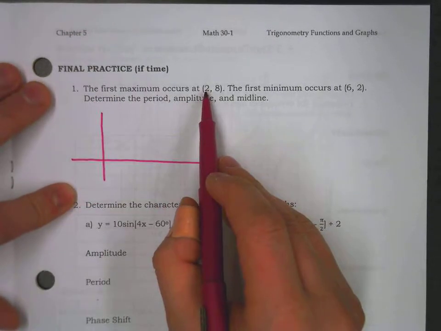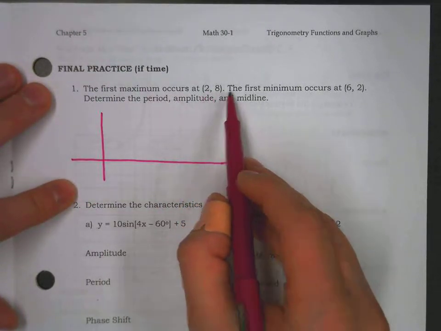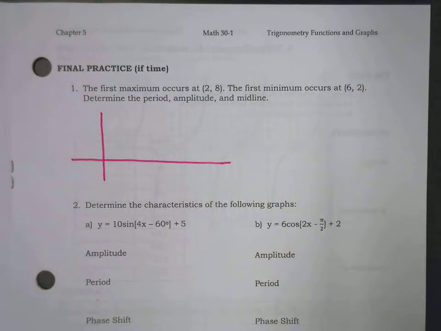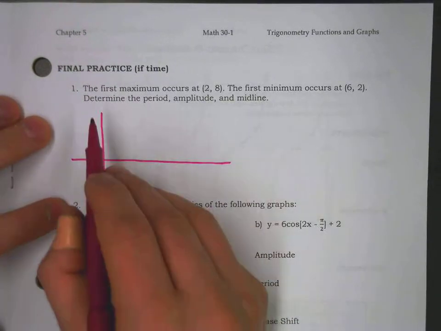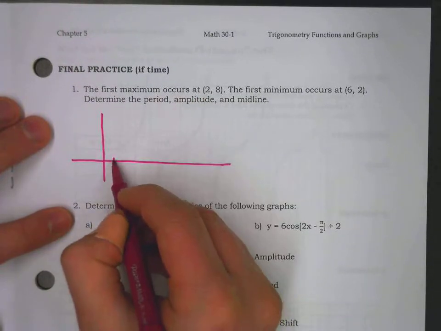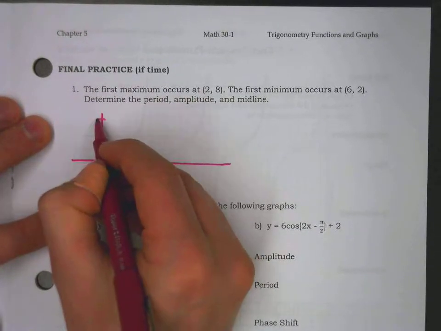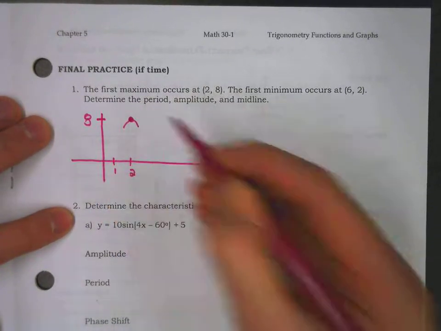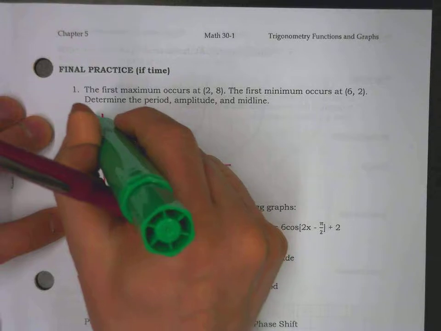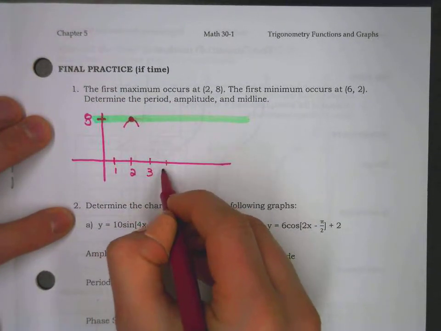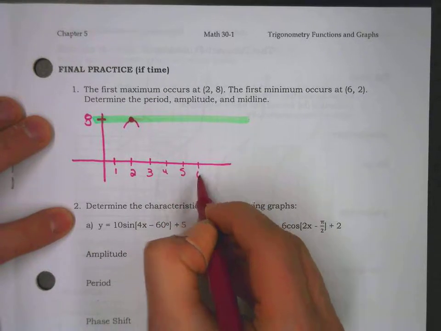It says the first maximum occurs at 2, 8. The first minimum occurs at 6, 2. These coordinate locations are just like we've seen before, but this time with a trig function. Determine the period, amplitude, and midline. So the first maximum occurs at 2, 8. There's your maximum, ceiling. The first minimum occurs at 6, 2.